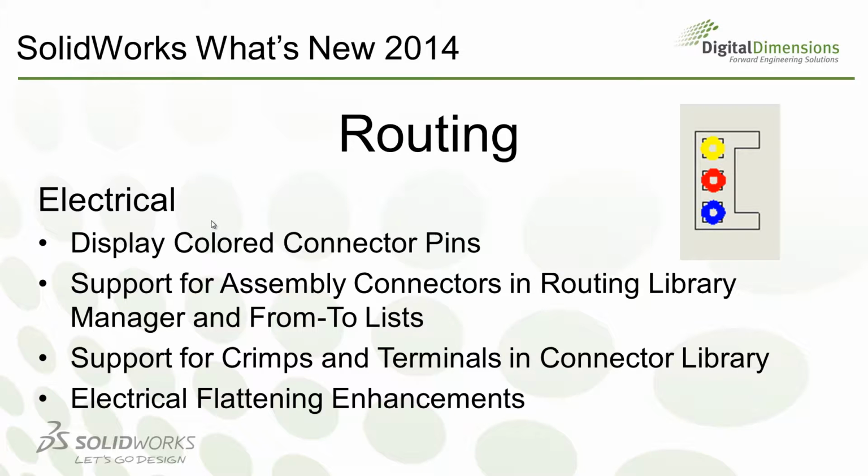So I'm going to first talk about electrical routing and the enhancements in 2014 on the electrical side of routing. The first thing I'm going to show is display color connector pins, so you can show the different colors of the pin leads on both ends of a wire route on both connectors. Secondly, we're going to show the ability to show a connector that's not just a part connector anymore. You can actually have it be an assembly, and SOLIDWORKS will let you create the assembly connector in the routing library, and also it'll work in the from-to list too.